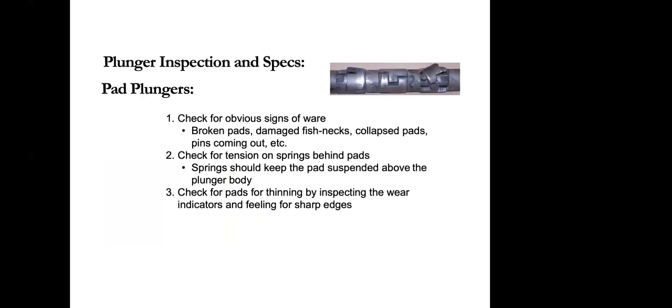Pad plungers, there's some more things to check on your pad plungers. You're not necessarily looking at OD. You've got pads that expand and contract with springs behind them. So you need to be checking that spring tension. If you lay a pad plunger on its side and those pads collapse and they're sitting on metal, like there's no spring behind them, they need to be replaced. There's also wear indicators, which are usually little lines or emblems or logos carved into those plungers that, if they start to fade, it's time to replace that plunger. Obvious things like cracks and breaks, like in the picture here, you need to keep an eye on.